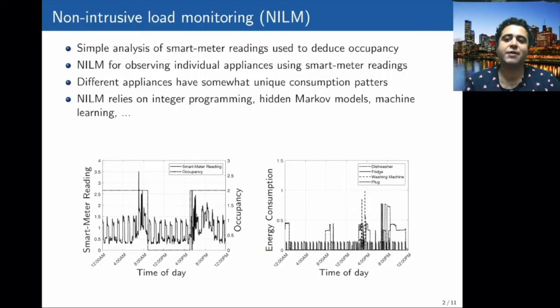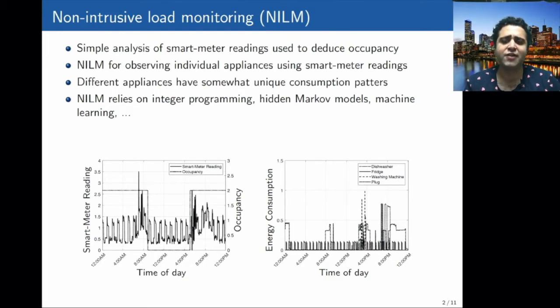In this paper, we are talking about non-intrusive load monitoring. It's known that if you have smart meter measurements, you can deduce a lot of information about the household. At the very lowest level, you can find out when people are inside the house and when they're asleep and not asleep. But using high frequency smart meter readings, we can disaggregate these readings to find out when individual appliances are being used within a household. This is possible because different appliances have somewhat unique consumption patterns, so you can use those consumption patterns to figure out when each individual one is being used.